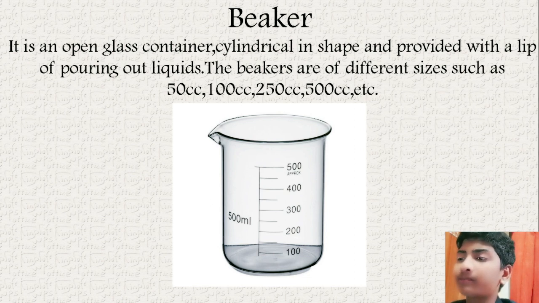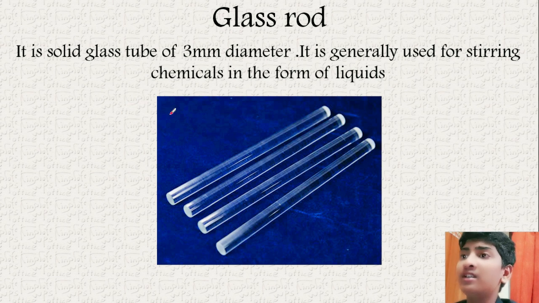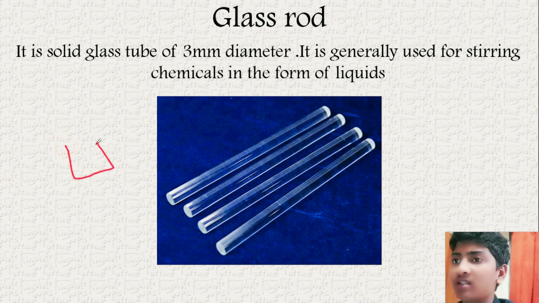Next, glass rod. The standard glass rod will be of 3.3 millimeter diameter. It's a long rod. It's generally used for stirring chemicals in the form of liquid. If we have a beaker, add some water and add some salt, if you want to mix these both, you need a spoon, or you will take a steel glass and mix, pouring from that to this. But in chemistry, in labs, they use these glass rods to stir this.